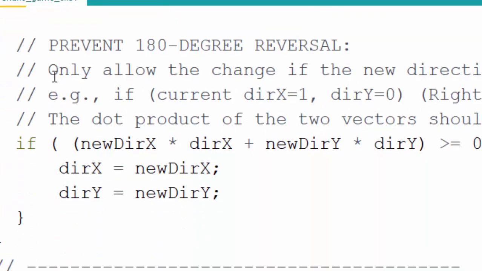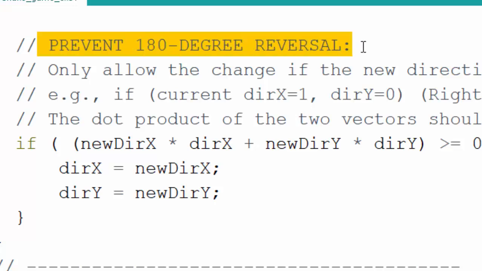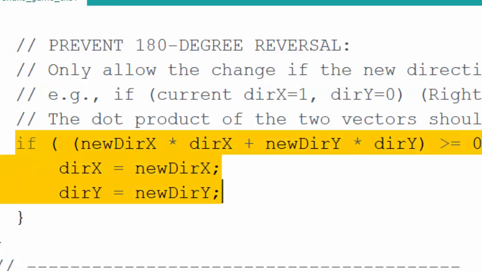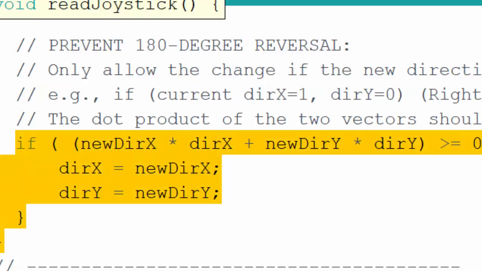And for preventing 180-degree reversal, we only allow the change if the new direction is not the exact opposite of the current one, which means if the snake is already going to the right, we cannot move it to the left. It can only go the other way around. So that's how we check it, and that's how we are reading our joystick.